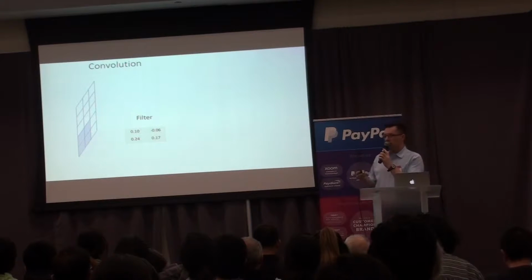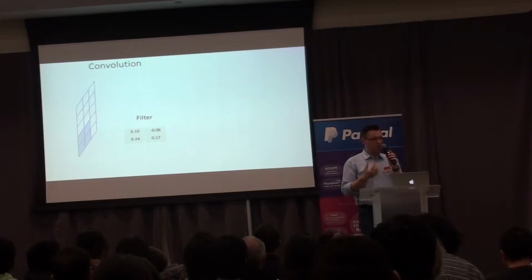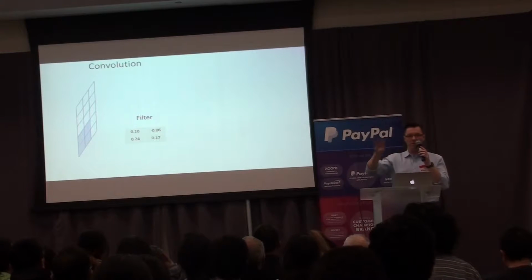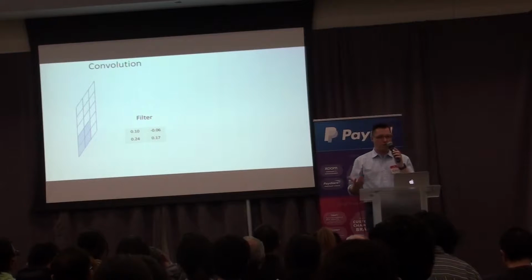So since we have a fixed number of weights, now how many connections we have does not depend on the size of an image. If the image is bigger, we're just going to slide over a bigger area, but we're still going to have only 4 weights to train.